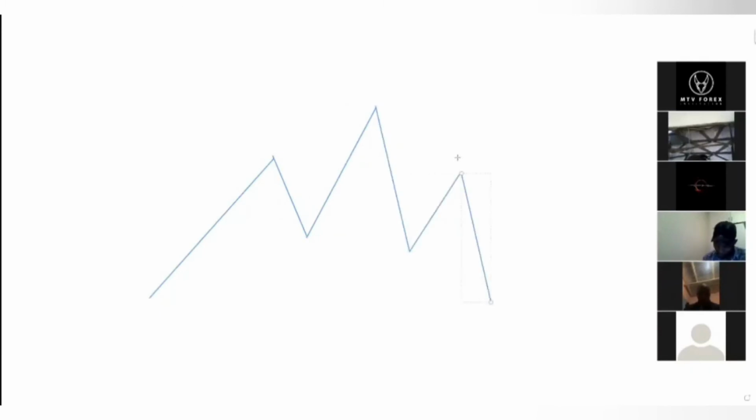Our two, double top and double bottom. So now let's focus on a new thing. Our new thing will be what? Our head and shoulders. Our beautiful head and shoulders. Look at this thing, guys.